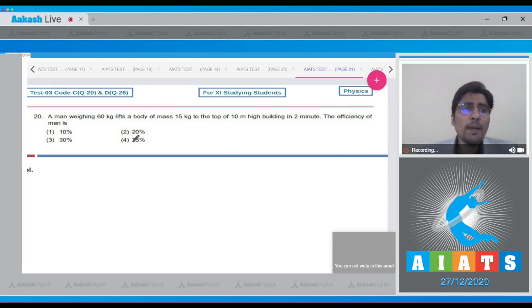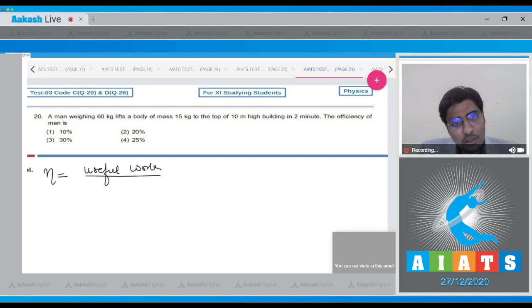In question 20, a man weighing 60 kg lifts a body of mass 15 kg to the top of a 10-meter high building in 2 minutes. The efficiency of the man is something that we have to calculate. The efficiency will be equal to useful work divided by total work into 100.